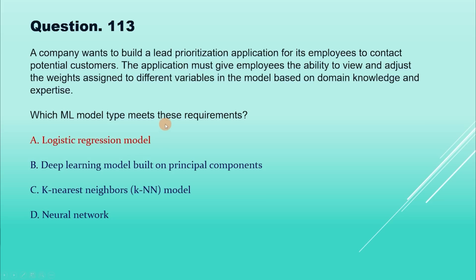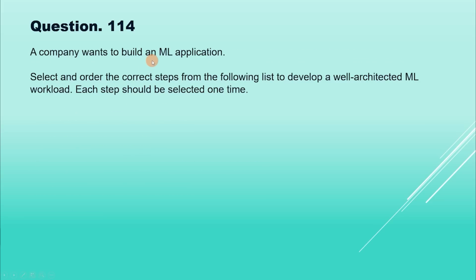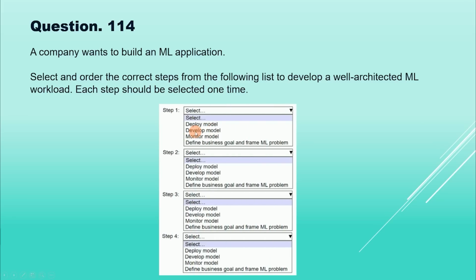Now question number 114. A company wants to build an ML application. Select and order the correct steps from the following list to develop a well-architected ML workload. Each step should be selected one time. Here are the options. Deploy model, develop model, monitor model, define business goal and frame ML problem. So this is just ordering. So you have to select which should be at step 1, then step 2, then step 3, then step 4. And each option should be selected just once. So this is the question. Now try to answer this.